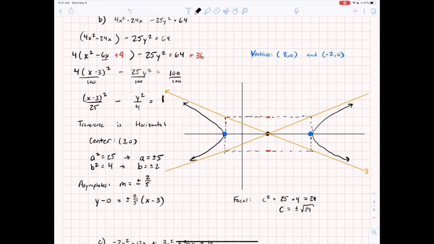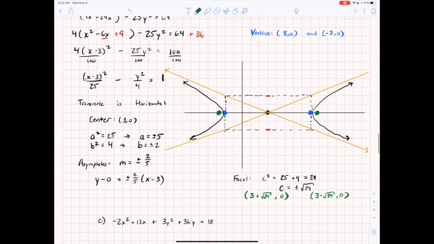This is going to be a little bit more than 5, since 5 squared is 25. So this is going to be just past where my vertices are. And so I'm going to kind of locate them right here, just approximating. And if I wanted to list their ordered pairs, I would list it by saying 3 plus root 29, again, 3 being the x coordinate of the center, and then 3 minus root 29, 0. There are the locations for the focal points, the foci. Okay, so let's move on down to C now. 2 left and we're almost done.